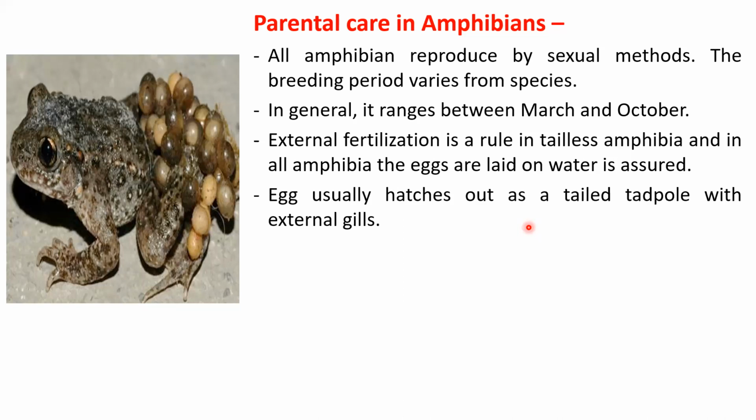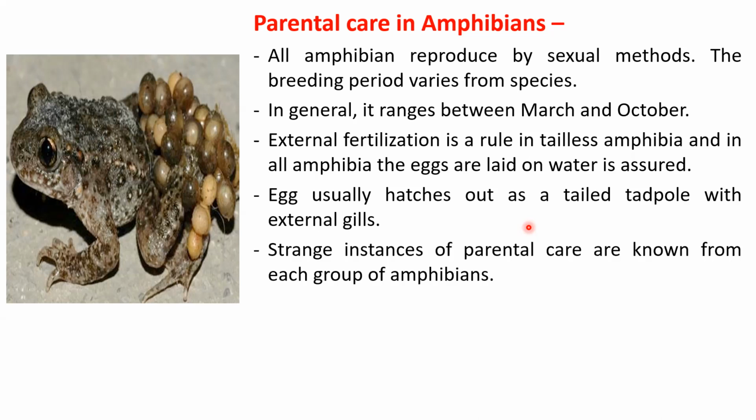So the hatchling which comes out from the eggs is known as the hatchling, or the tadpole. त्याला tadpole सुद्धा म्हटलं जाते. जे एक मधून छोटा फ्रॉग बाहेर निघतो त्याला tadpoles किंवा hatchlings म्हटलं जाते. They have the external gills, and strange instances of parental care are known from each group of amphibians.